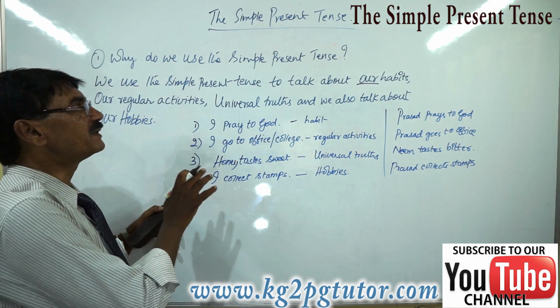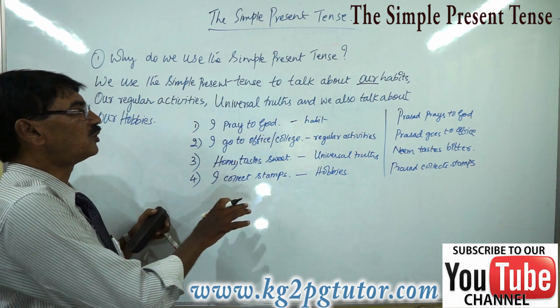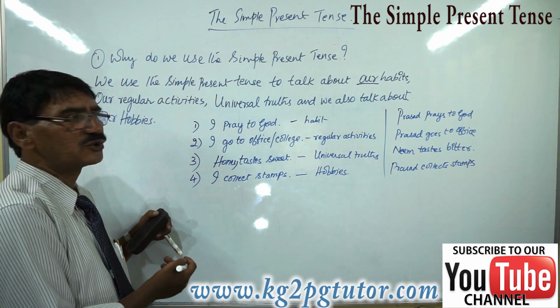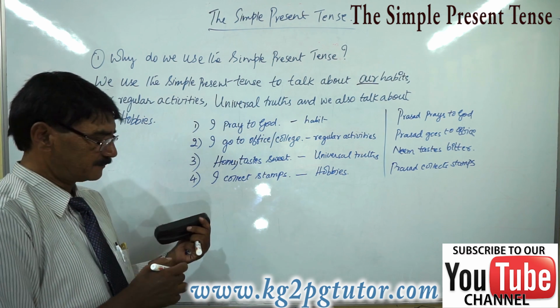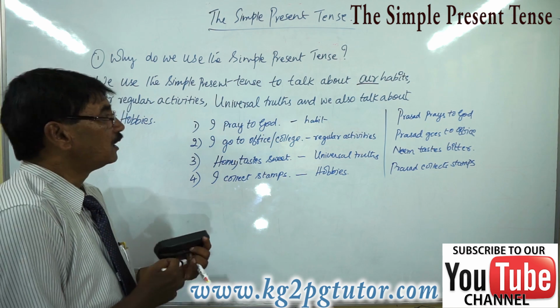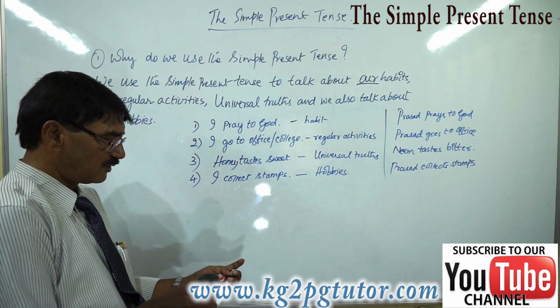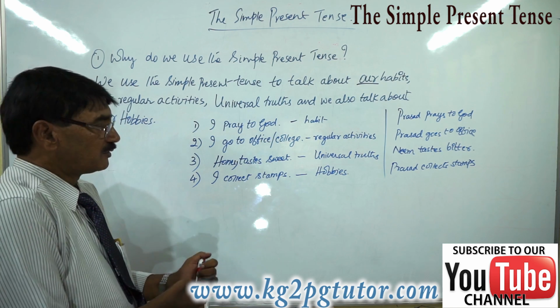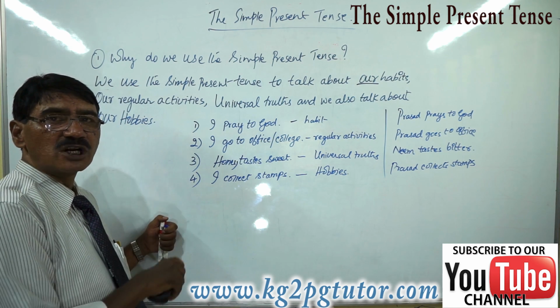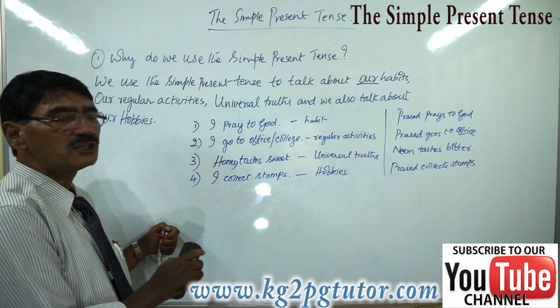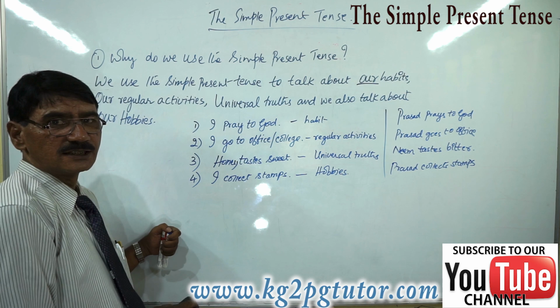We use the simple present tense only to talk about habits, regular activities, universal truths and hobbies. Okay. Now how we are going to use these things, we are going to see. Here we are going to use those pronouns which I taught you. Those pronouns are very, very essential for these tenses.